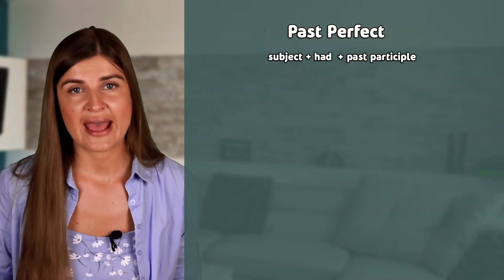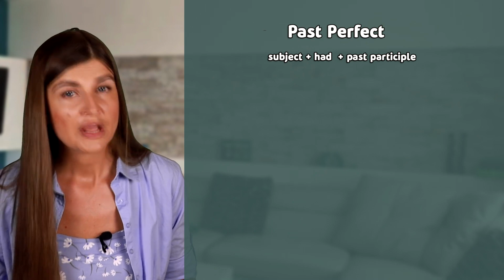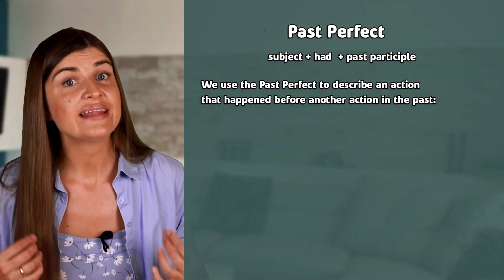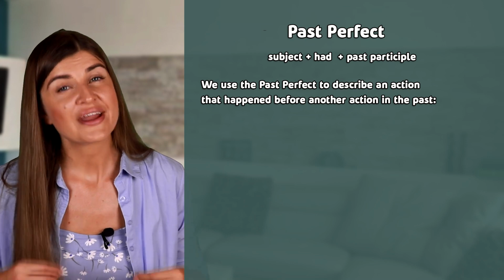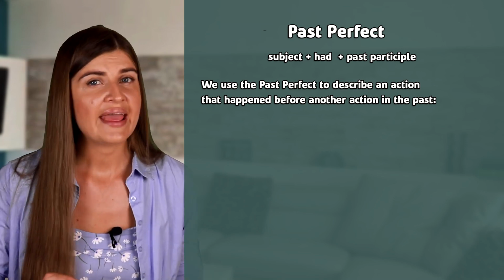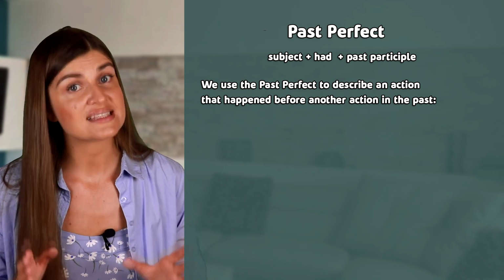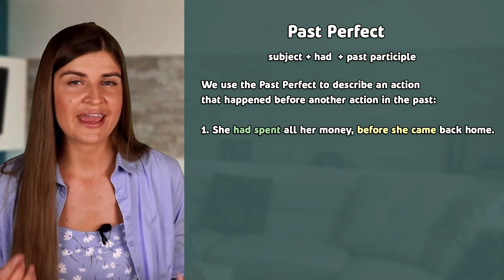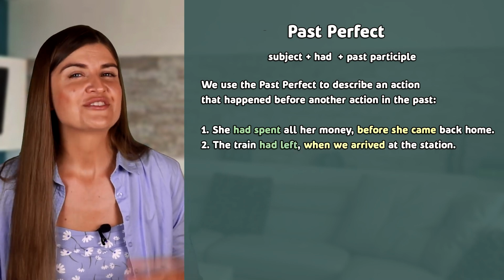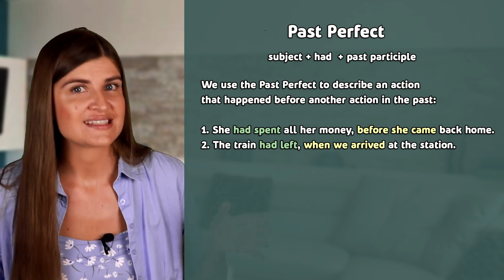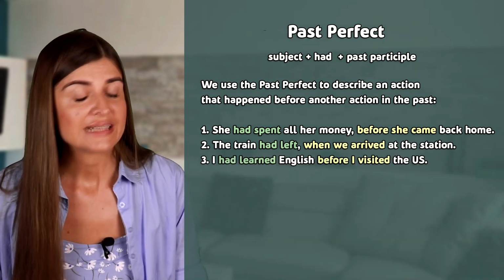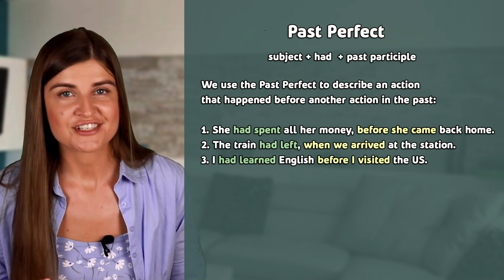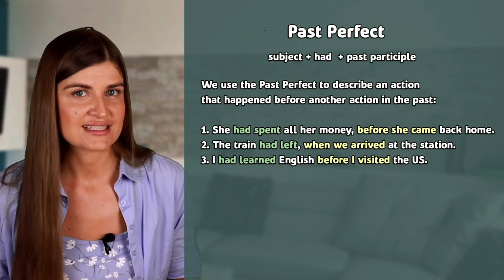Now let's talk about the past perfect tense. The structure is the subject plus had plus past participle. We use this tense to describe an action that happened before another action in the past, and it's often used with the past simple. She had spent all her money before she came back home. Or the train had left when we arrived at the station. Another example is I had learned English before I visited the US.